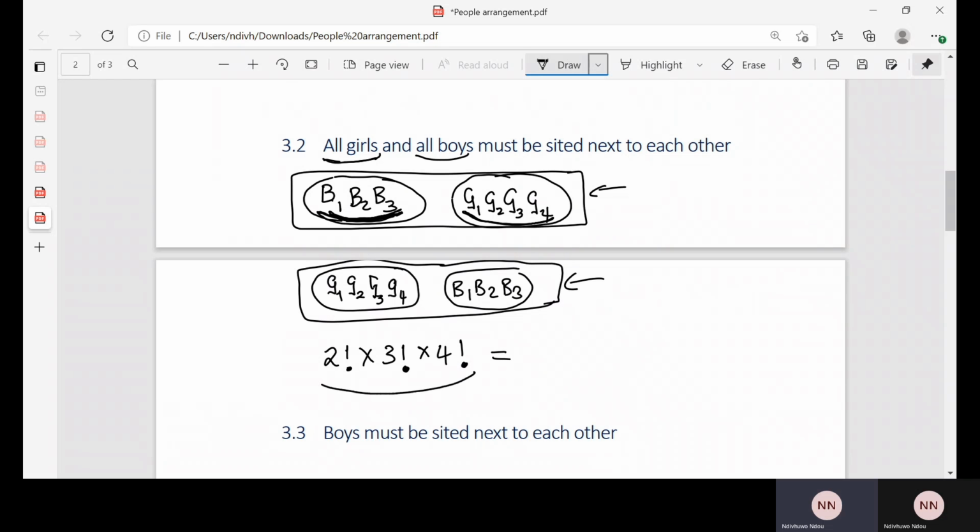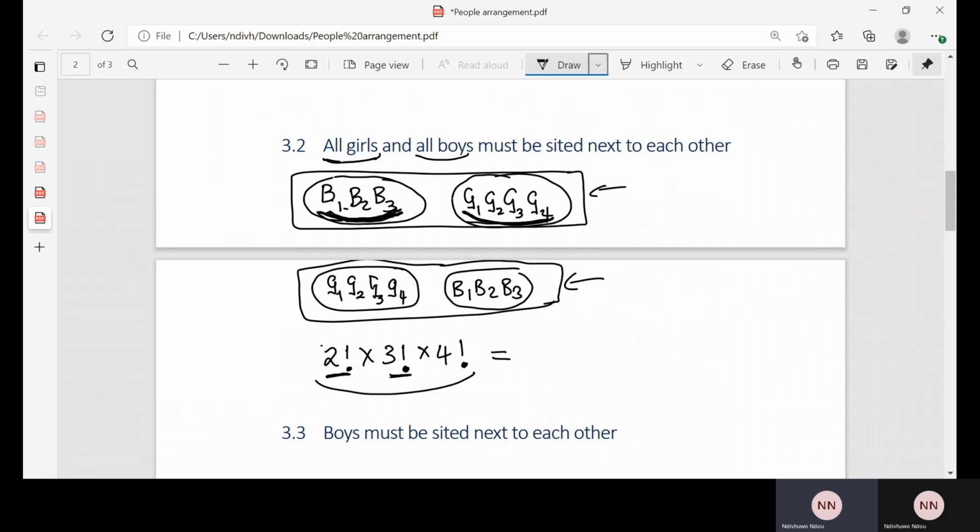That will give us the total number of arrangements that can be made if all boys and all girls must be seated next to each other. Boys together, girls together. So we say, okay, because we have 2 different groups, boys and girls, there are 2 factorial ways here. Then inside, the boys can be arranged in 3 factorial ways. Then the girls inside here can sit in 4 factorial ways.